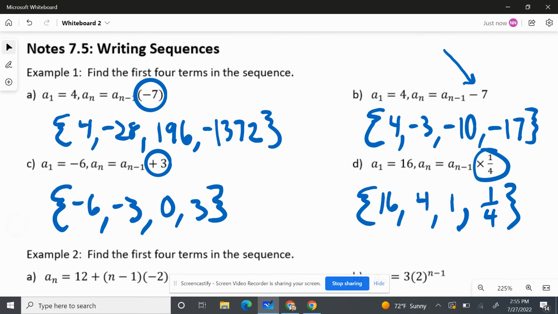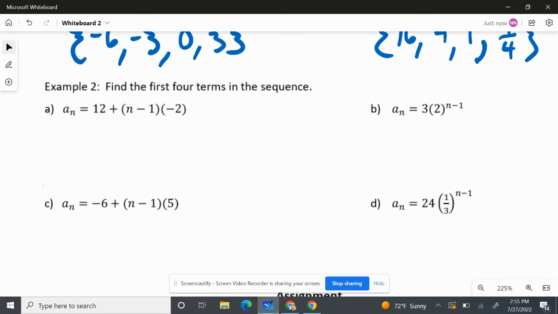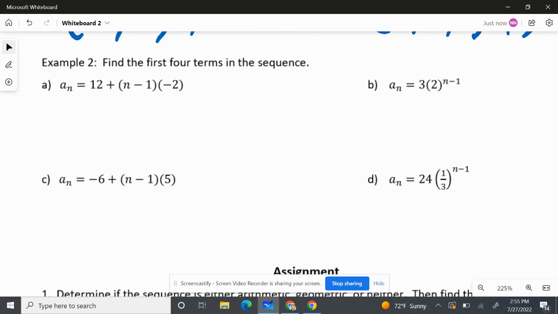Now, those were recursive forms. What we're going to do now is look at the explicit forms. So once again, the key thing to do is decide if it's arithmetic or geometric. Notice that this is a linear equation. For letter B, this is exponential. Linear equations are always arithmetic, and exponential are always geometric.